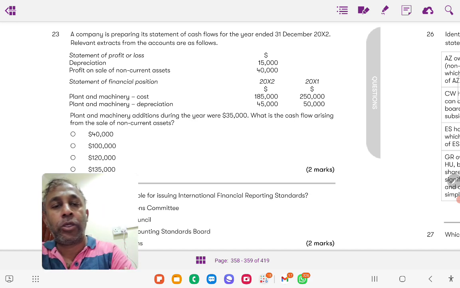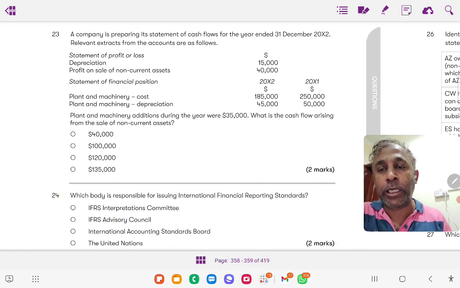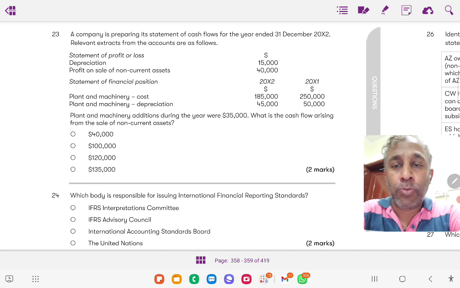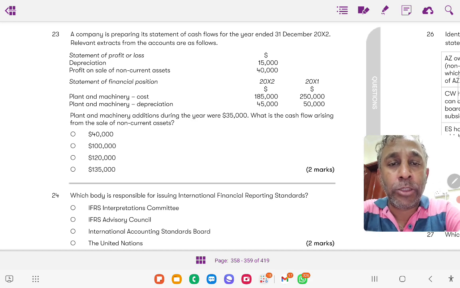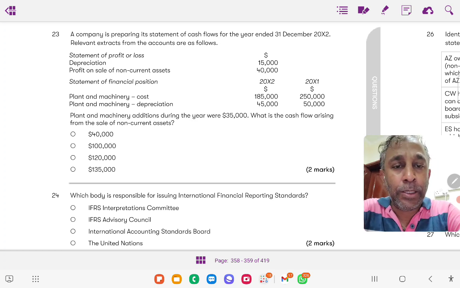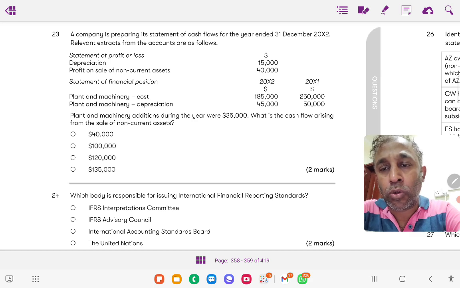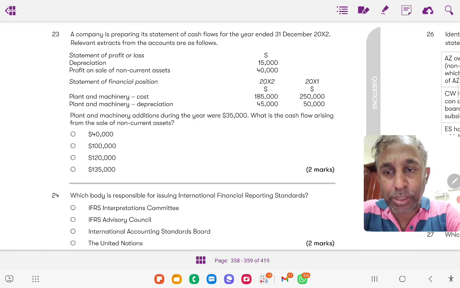And today I'll continue with question number 23. A company is preparing its statement of cash flows for the year ended 31st December 2012. Relevant extracts from the accounts are as follows. Statement of profit or loss, some extracts given. Depreciation 15,000, profit on sale of non-current asset 40,000.